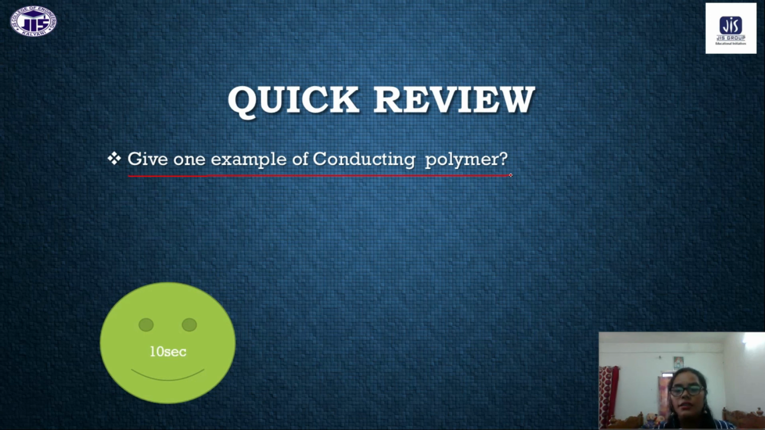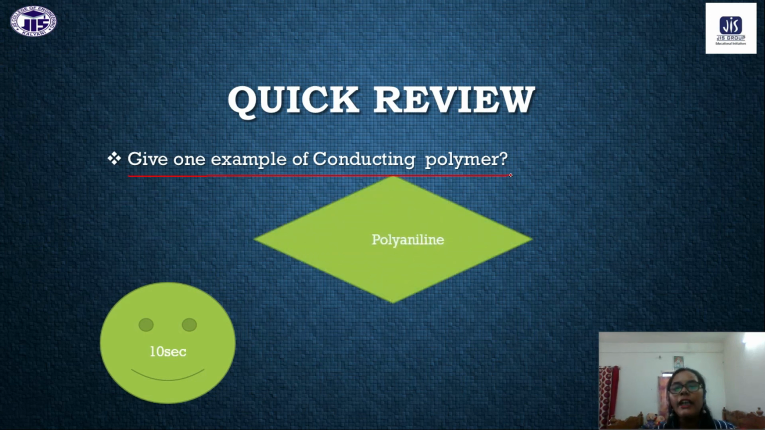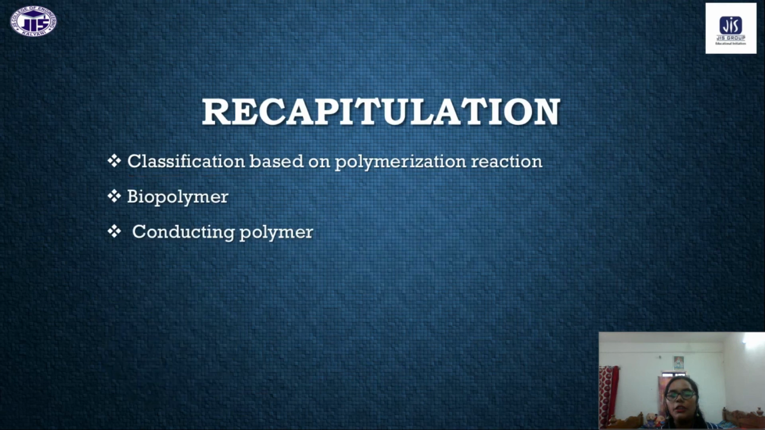You are absolutely right. Polyaniline is one example of a conducting polymer, or polyacetylene. Whatever polymers have conjugated double and triple bonds, that means the double and triple bonds are in alternate positions, can be conducting polymers, which can conduct electricity by the delocalization of pi electrons. These are some examples of conducting polymers.